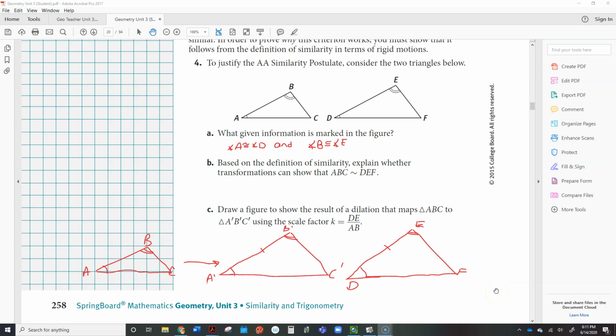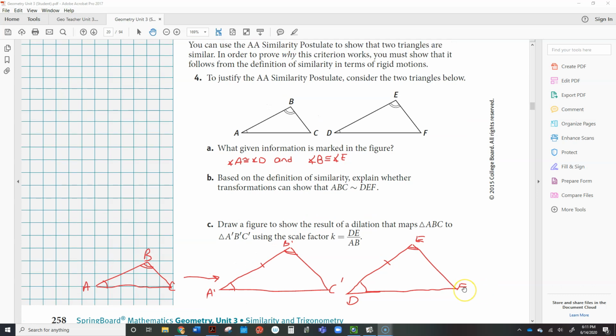Okay, still working on 18-1. We're trying to wrap our head around the angle-angle similarity postulate. I wouldn't be really concerned with the why here, because that's really not something you're going to have to be responsible for answering on the test, but you will have to apply this knowledge. But I will run you through why real quick.